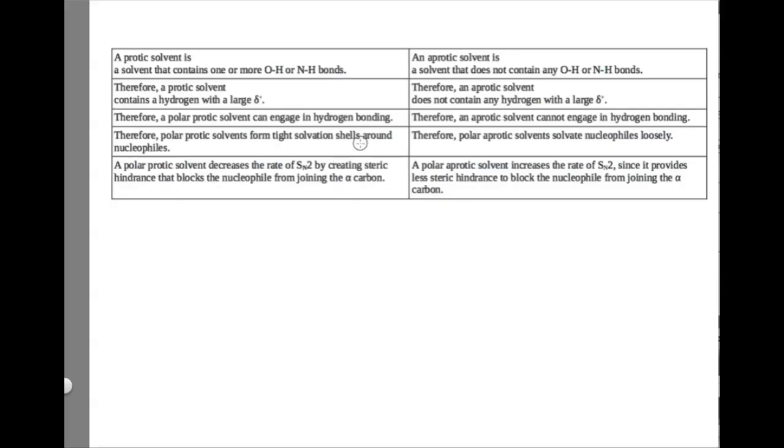Well, now we're ready to finish our chain of logic. Polar protic solvents can engage in hydrogen bonding, and the hydrogen bonding is what allows the polar protic solvents to form tight solvation shells around nucleophiles, which creates the steric hindrance that slows down SN2. Polar aprotic solvents can't engage in hydrogen bonding, therefore they solvate the nucleophiles more loosely and provide less steric hindrance to block the nucleophile.